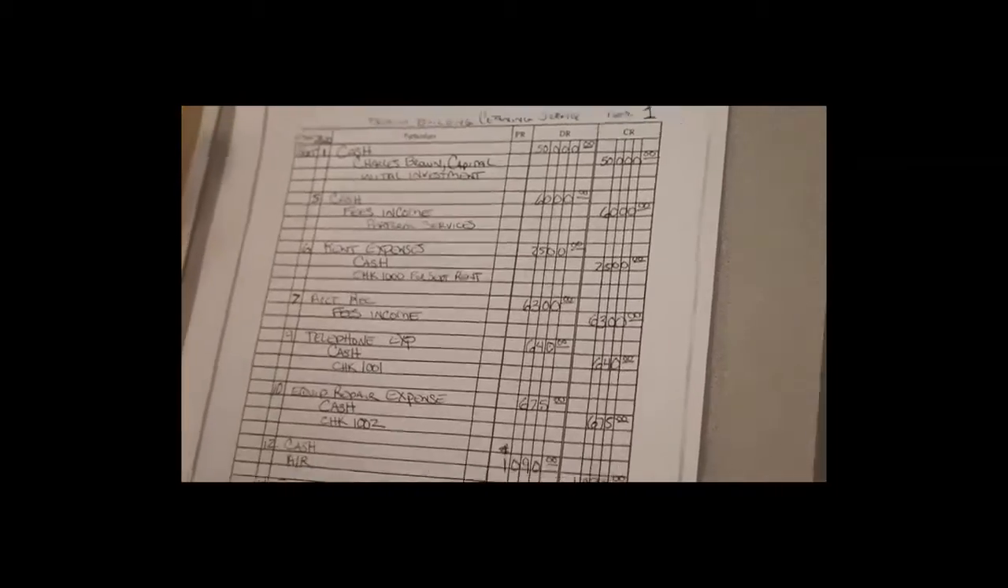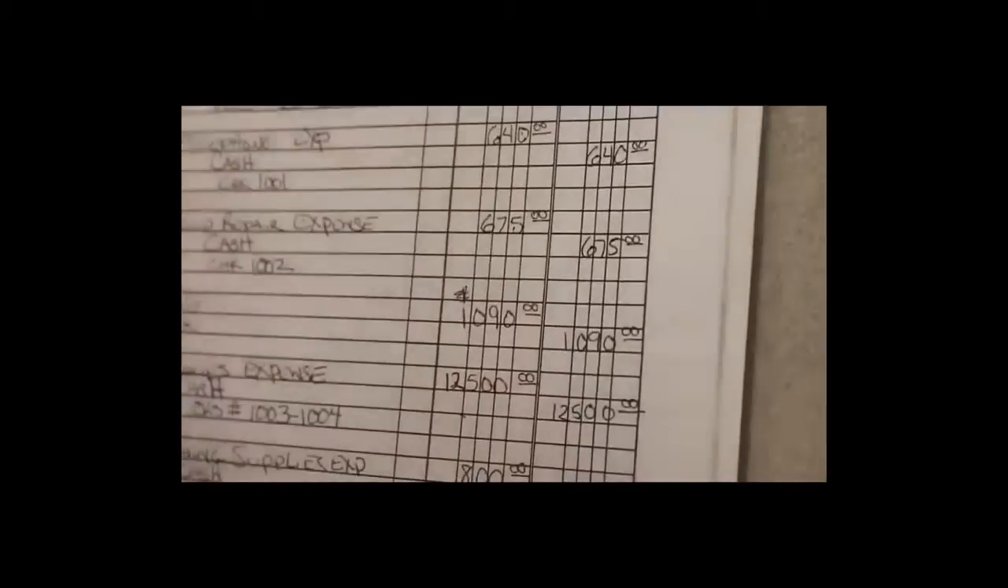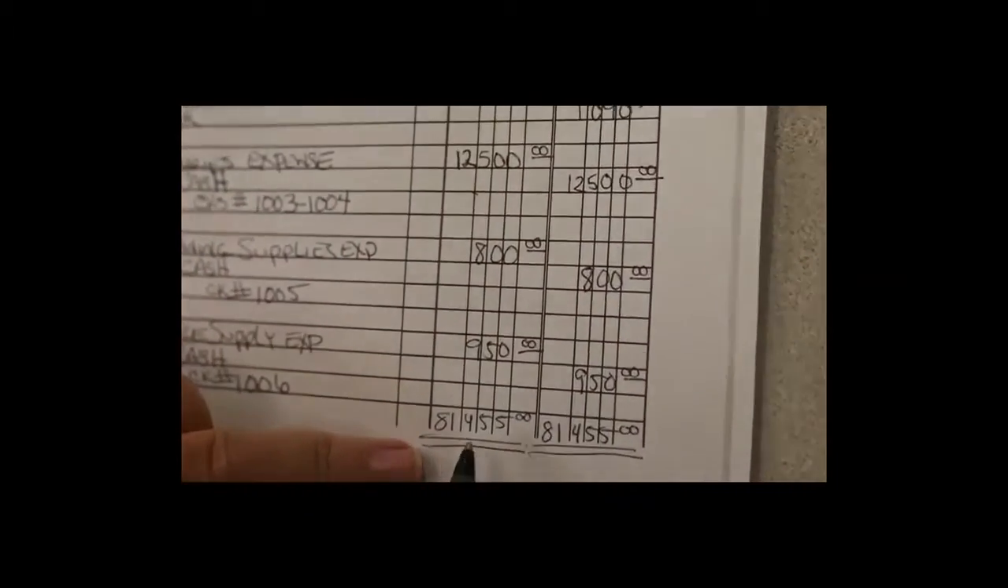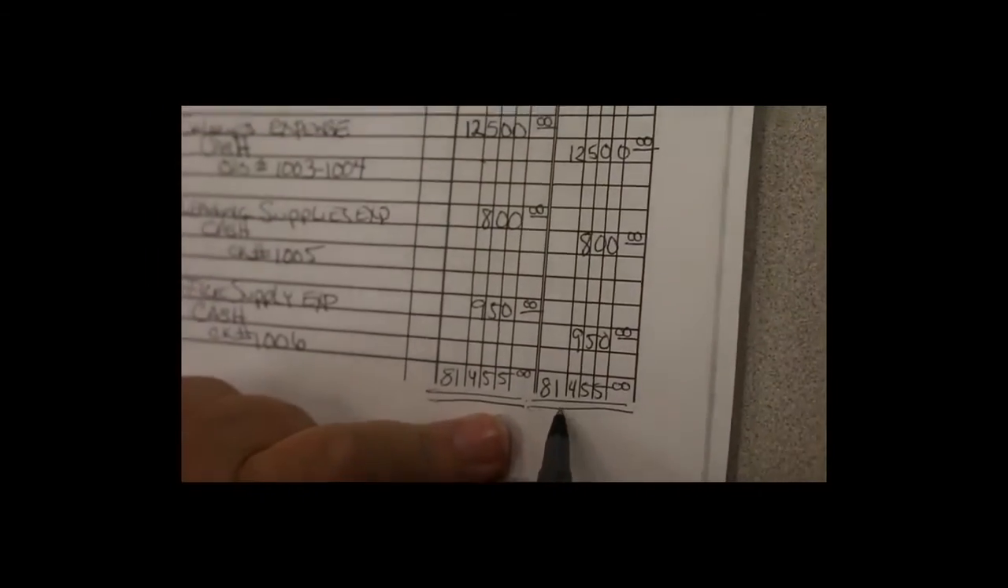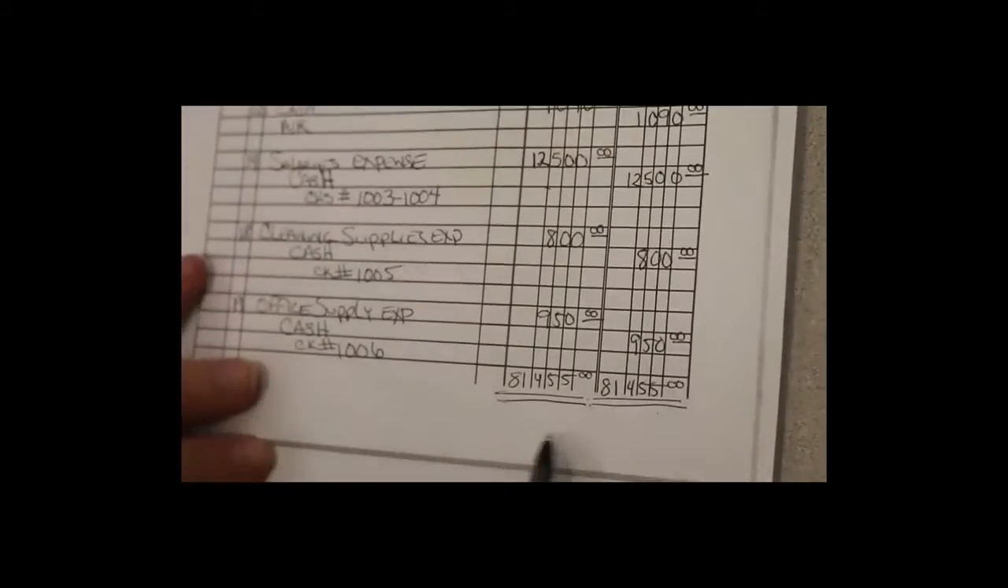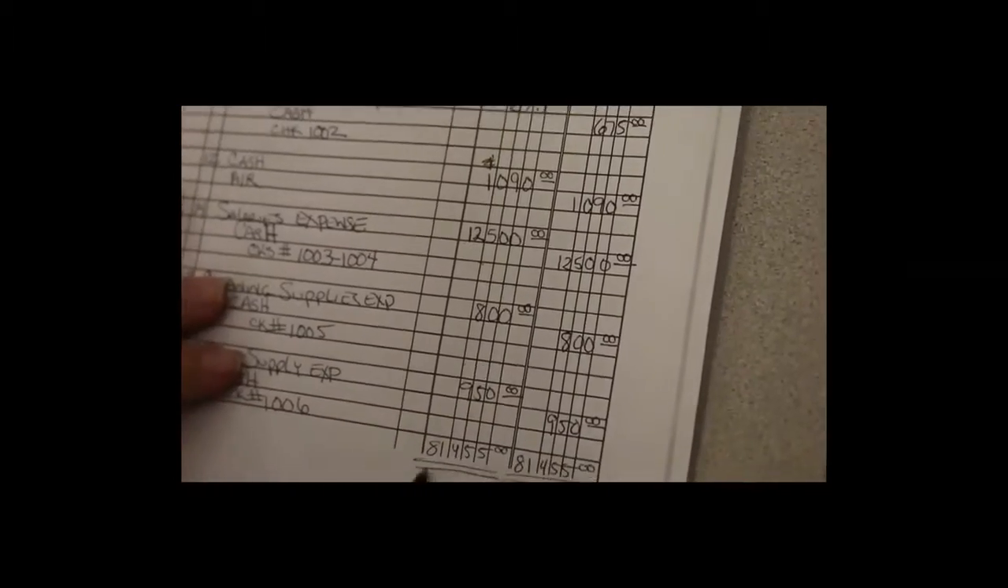Okay, so I added both pages. I added page 1 first, and then I did a total. I got 81,455. I hope that's what you got. For the credits, I got the same, 81,455. These two need to balance. If they don't, check your numbers or check your addition, because something went wrong.